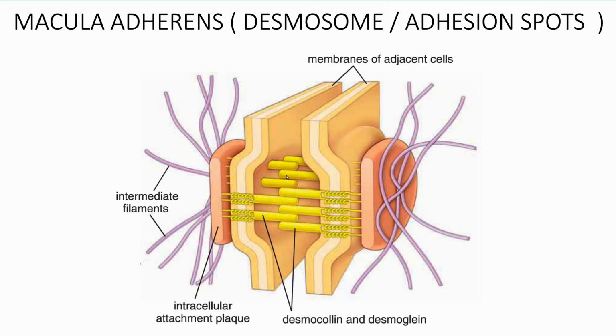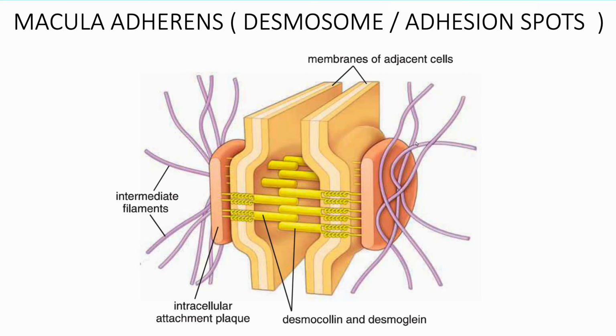In previous slides I mentioned there are different types of cadherins, and the cadherins present in desmosomes are known as desmocollin and desmoglein. They are attached to the fibrous skeleton of a cell through an intracellular attachment plaque, which contains mainly two proteins, desmoplakin and plakoglobin. That is not labeled in the diagram, but still this is the intracellular attachment plaque, and its components are desmoplakin and plakoglobin.